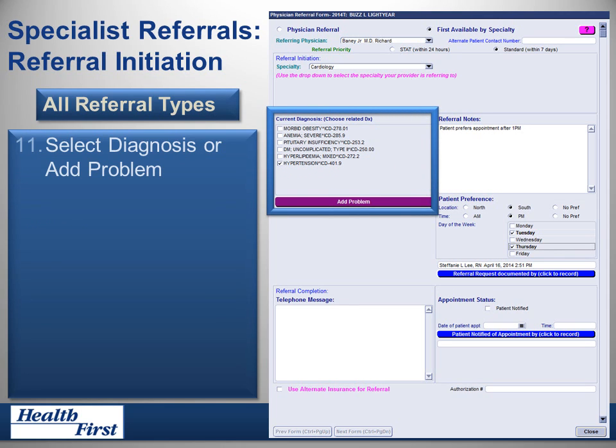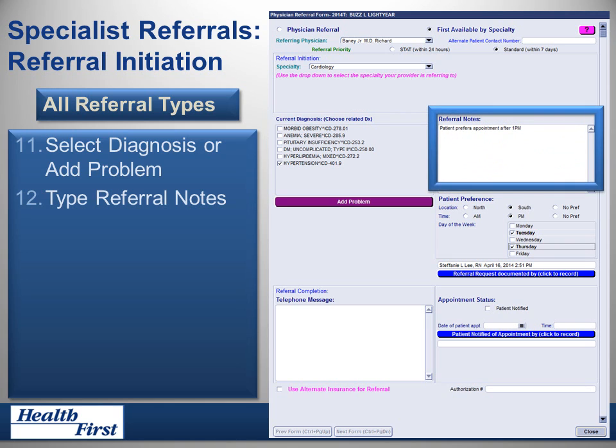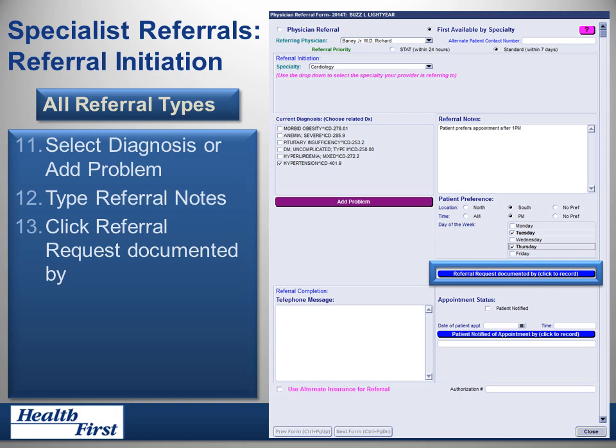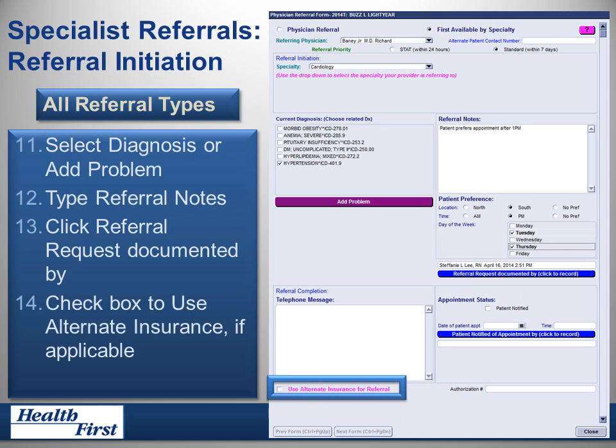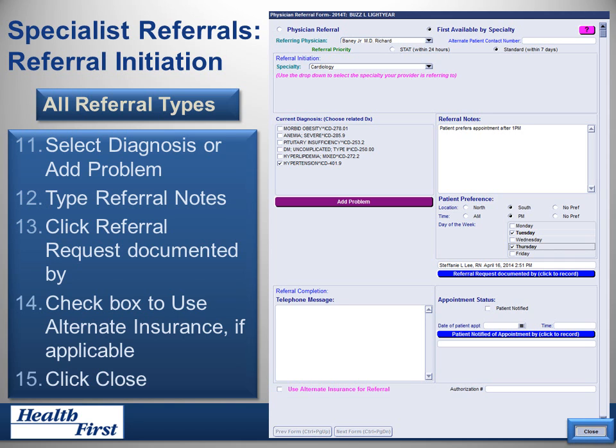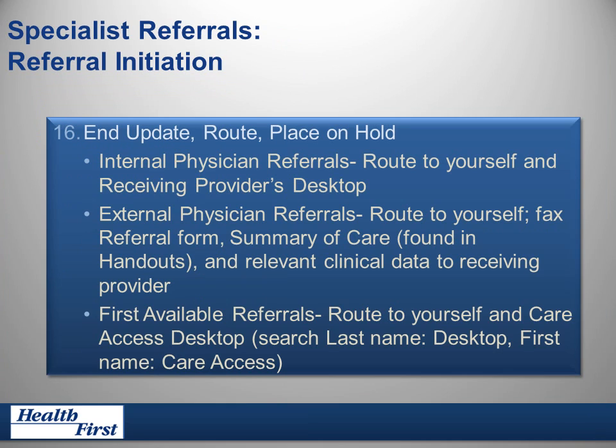For all referrals, you'll select a diagnosis or add a problem if it is not listed. Type any referral notes. Click the Referral Request Documented By button to certify that you submitted the referral. If the patient requires an alternate insurance be used for this referral, click the box and fill in the requested information. Click Close and end the update.